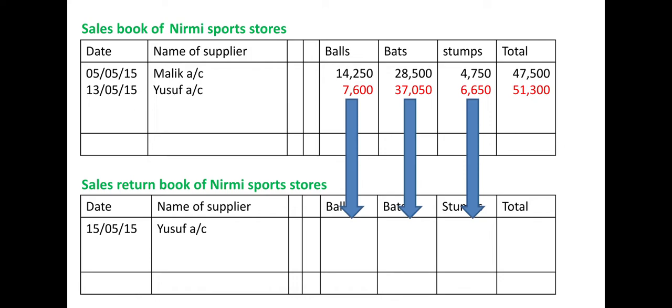Similarly, bats were sold for 37,050, we have to halve that too. And stumps were sold for 6,650, we will halve that too. If we halve all of these, student, for balls it comes to 3800, for bats it comes to 18525 and for stumps it is 3,325. I have done nothing, student, I just halved the amounts above. Okay, it is very simple to understand. Just divide the amount of sales book by 2. You will get the amount of sales return.